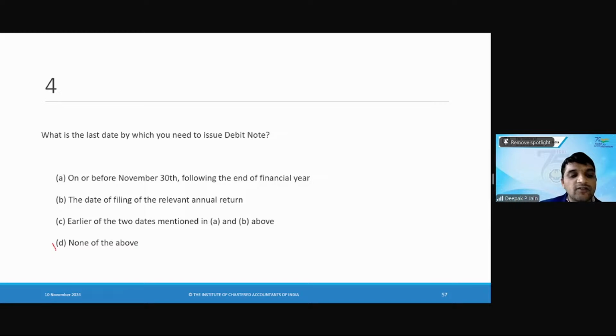Why do you issue a debit note? You issue a debit note as and when it is enhanced. Correct. So in the month when you find that there is a mistake, in that month you can issue a debit note and pay the taxes to the government. Right. So there is no time limit for issuance of debit note.